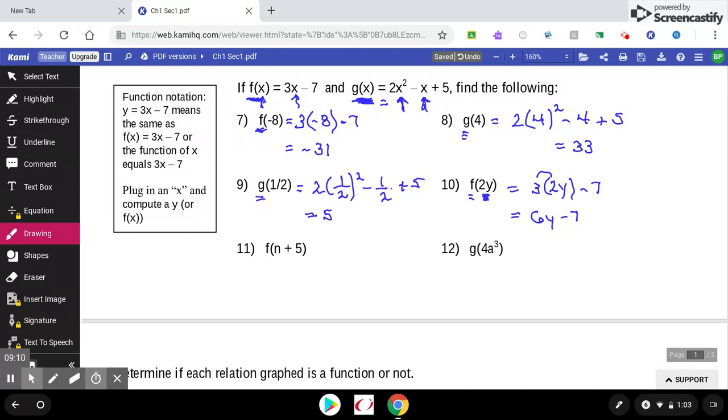Number 11, f of n plus 5, is a little different. So maybe you should check that one out. And also number 12. And then there's another way to determine functions given their graph. So please check that out in video 2.